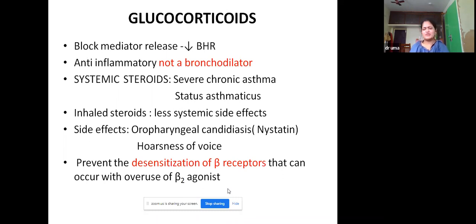The systemic steroids will cause more adverse effects, so they have to be given only for severe chronic asthma and status asthmaticus. The inhaled steroids have fewer systemic effects. The side effects include oropharyngeal candidiasis, for which an antifungal like nystatin can be given, and they cause hoarseness of voice. They prevent the desensitization of beta receptors that can occur when you use beta-2 agonists for a long time.